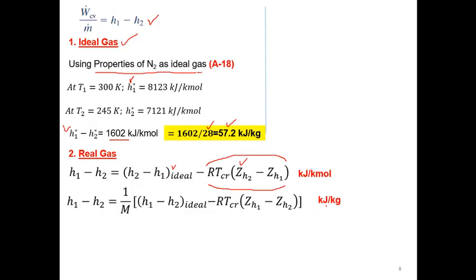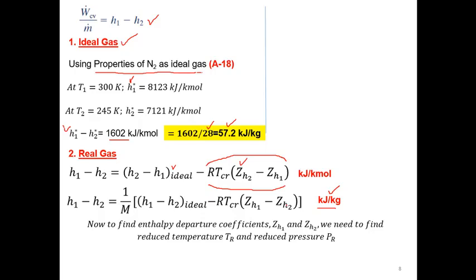And this was for kilojoule per kilomole. If we divide by molar mass, then the whole term will become kilojoule per kg, because in the problem solution it is required to calculate in kilojoule per kg. So from this equation, what we need is ZH1 and ZH2. And how can we get these enthalpy departure coefficients?